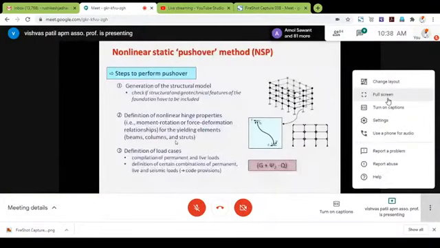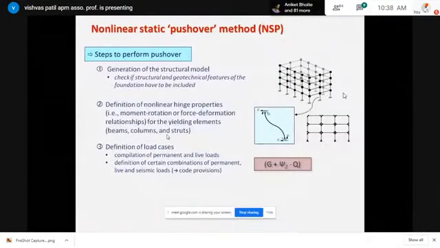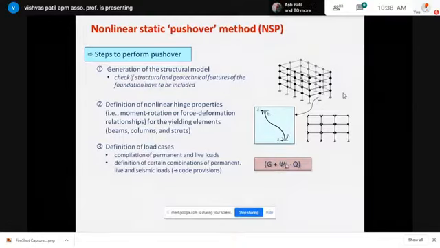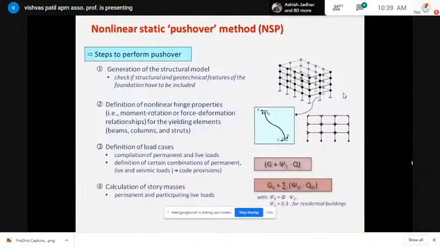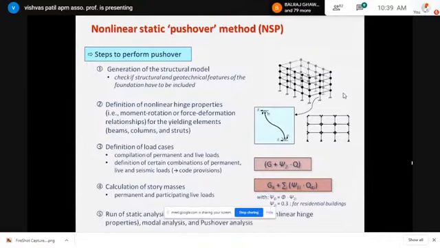Then define the load cases, in the sense of applying the loads on the model. Then gravity load. What are the different gravity loads? Dead load is permanently there. Then brick load, then floor finish. Then there is a fraction of live load. Whatever loads remain permanent are called gravity load. Apply all those loads, and then the story masses are calculated. In the software, it automatically calculates the story masses, and then we run the analysis. These are the simple steps.